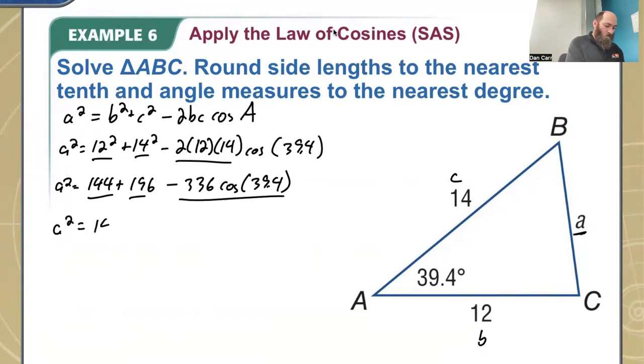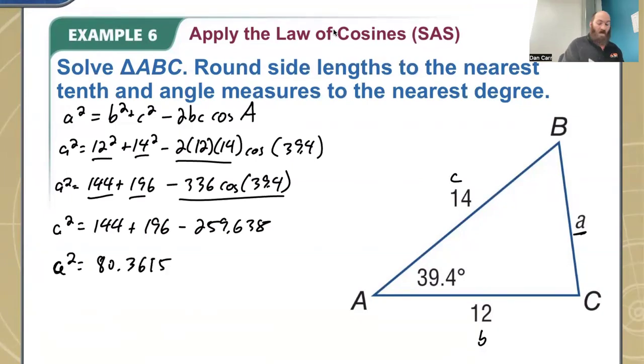So A squared is equal to 144 plus 196 minus 259.638. From there, we can go ahead and put all these numbers together through addition and subtraction. So I'll do that. And I get 80.36615, we'll say. So again, you don't have to do all these steps on your own step by step, but I like to see all the math as I go through just to make sure it's clear.